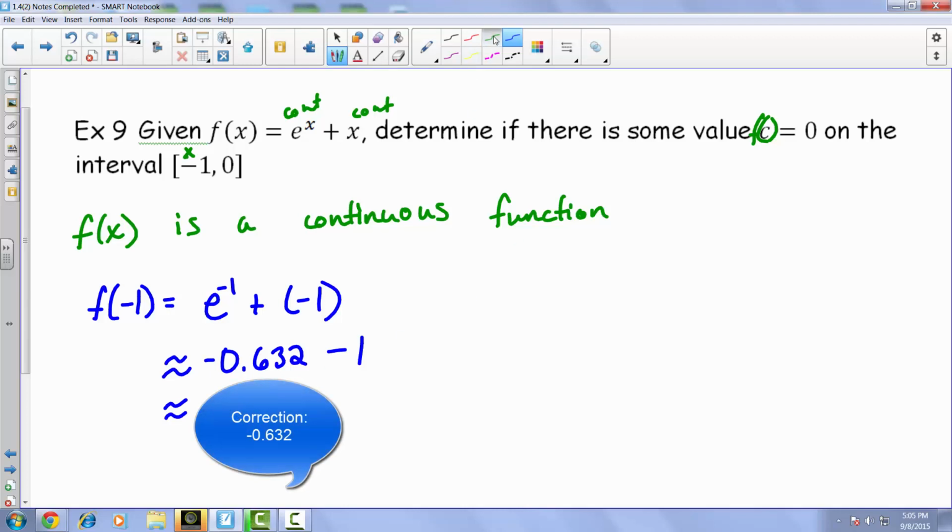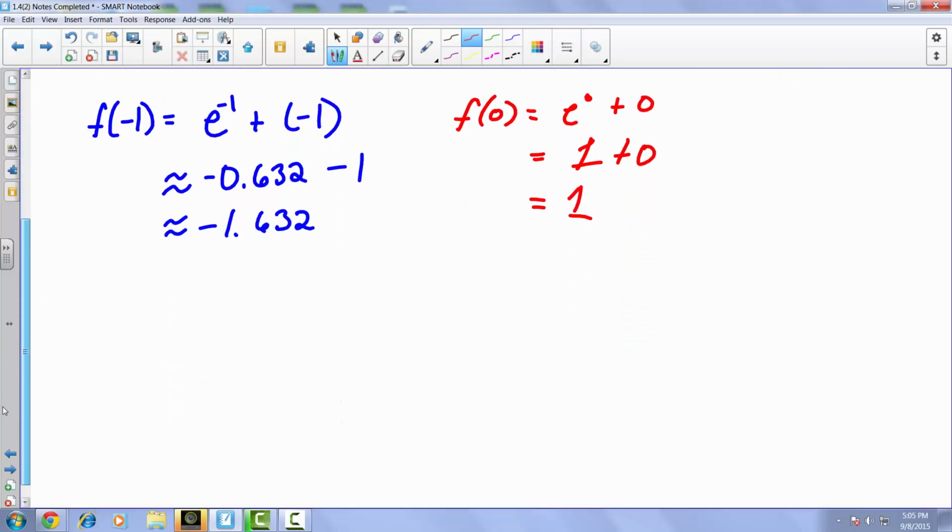Alright, now when we throw 0 into that function, we end up with f of 0, which is just e raised to the 0 plus 0. Well, e to the 0, as we know, is just 1, plus 0. 1 plus 0 is just 1. So do these in fact have opposite signs of one another? Yes, they do. And as a result, the intermediate value theorem would hold here.